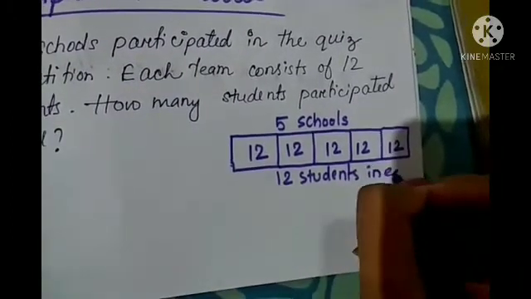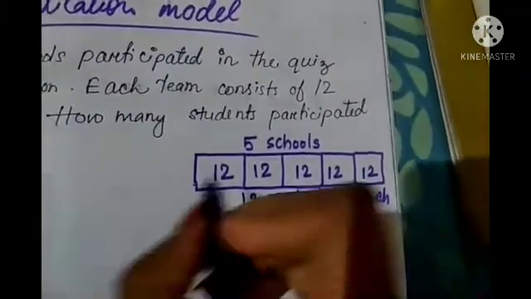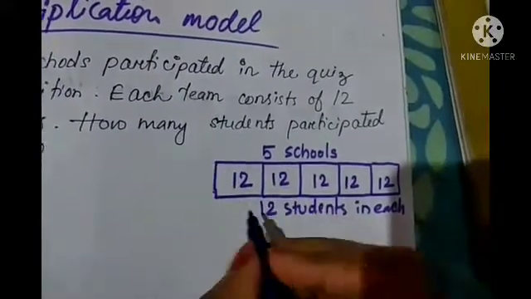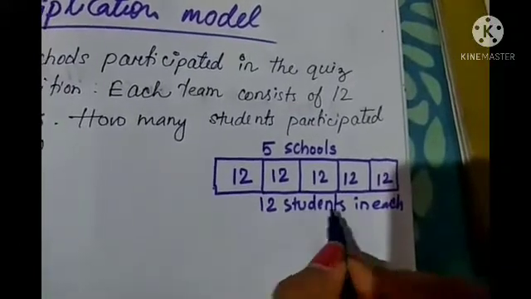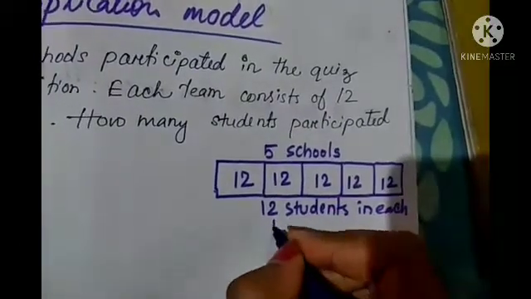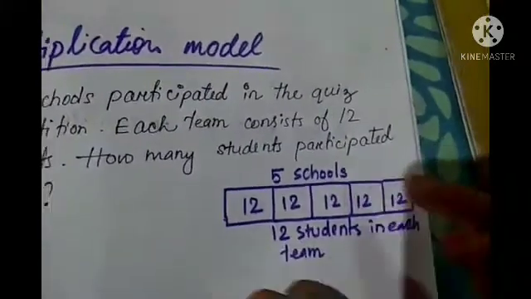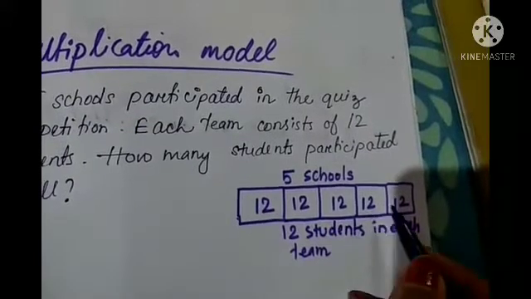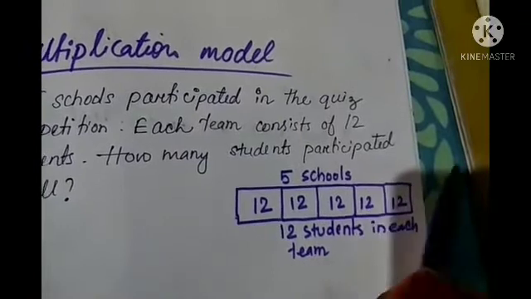in each. Like this, shortly you can write it, so that by looking at your model it can be understood that these are the 5 schools and in one team there are 12 students. So 12 students in each team. Okay, that's enough. Now your model is ready. So here you see, students, 12, 12, 12, 12, 12. That means 5 schools, 12 students in each team.